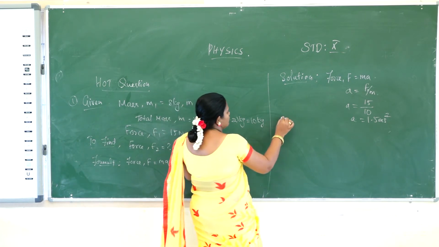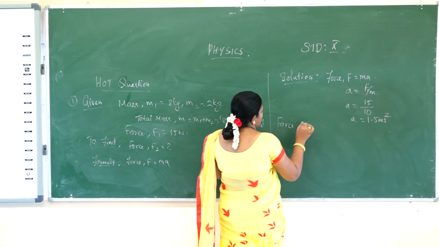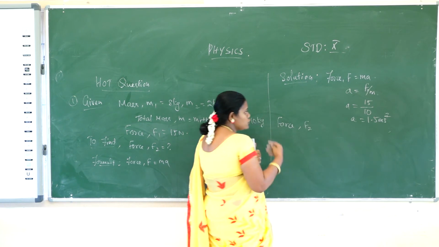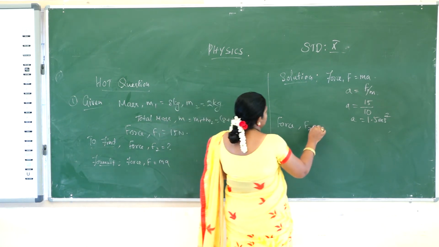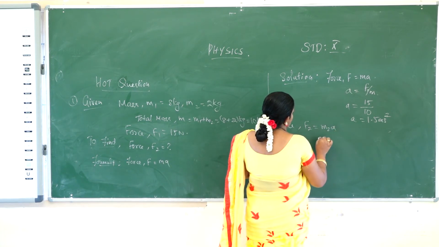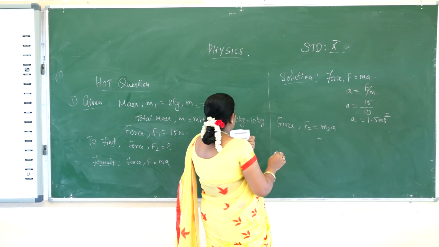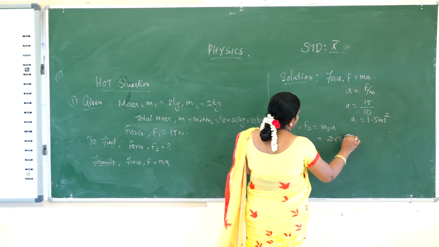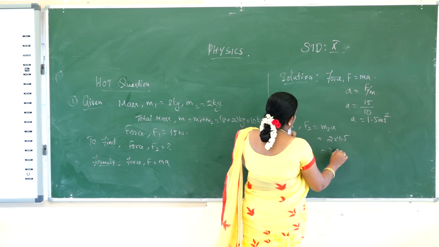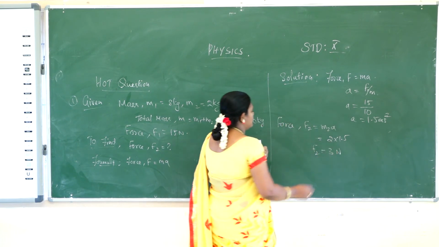So force F2 is equal to... the two bodies have the same acceleration but different force. Okay, F2 is equal to m2 into a. What is the m2 value? That is 2 kg and a value is 1.5. So 3 Newton. So F2 is equal to 3 Newton.